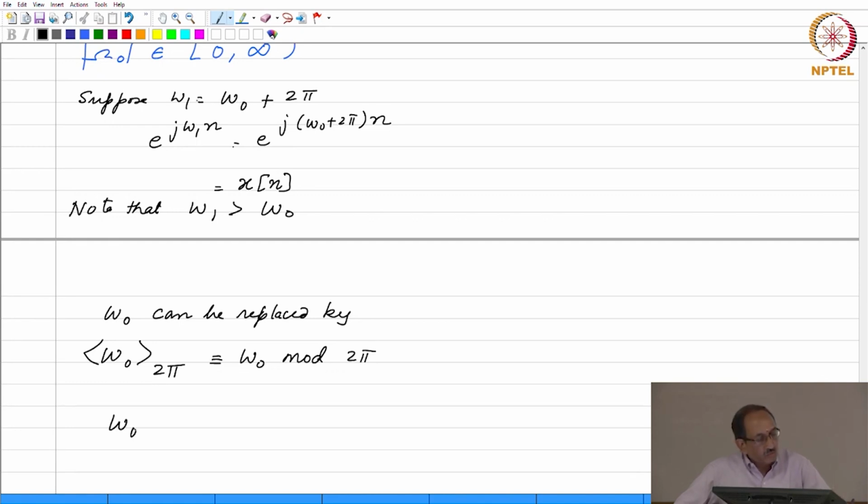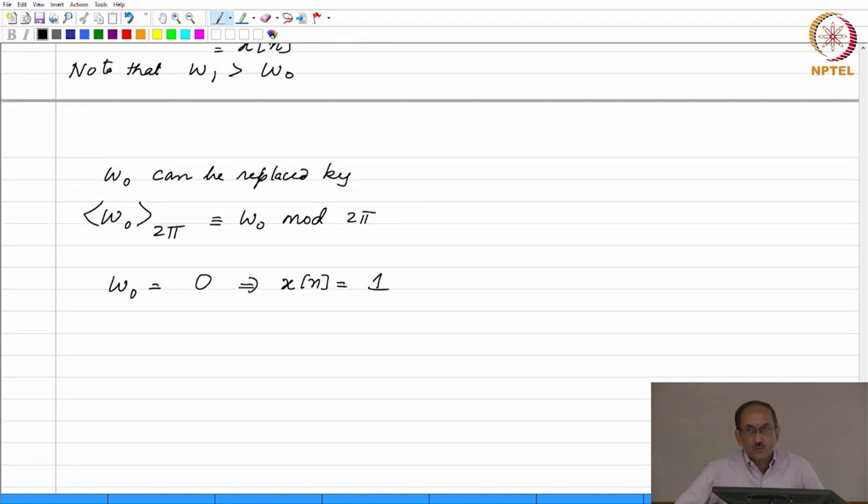Therefore, if omega naught is 0, this implies that x of n is 1. In our language this is called the DC sequence. You will also get exactly the DC sequence when omega naught is 2 pi, because omega naught and omega naught plus 2 pi are the same. Therefore, you get an identical signal when you increase the frequency from 0 and make it 2 pi. Again the DC sequence comes. So this leaves us with the question, what happens to the rapidity of the oscillations as omega naught increases from 0 to 2 pi.